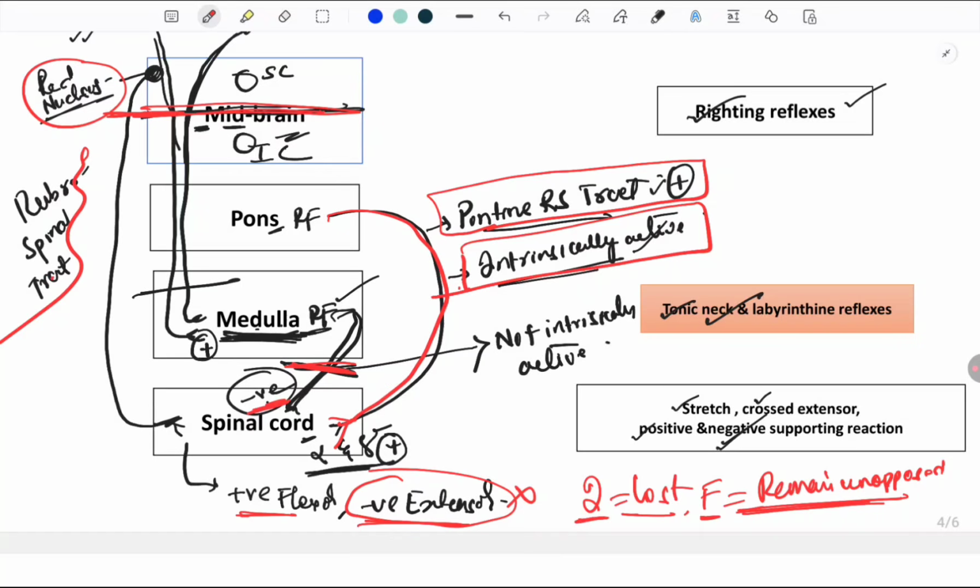So the net result here is marked extensor hypertonia, because of the loss of inhibition. So this is the one which is producing the characteristic posture which we see in decerebrate rigidity. This is very important, not just directly going to the characteristic features. Once you understand this mechanism, I bet you don't have to memorize the characteristic features. They are going to follow logically. So let's go through them one by one.